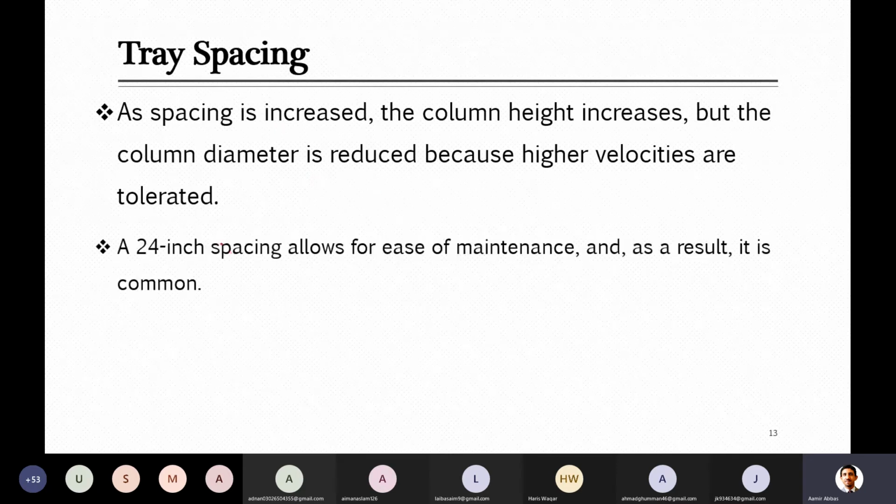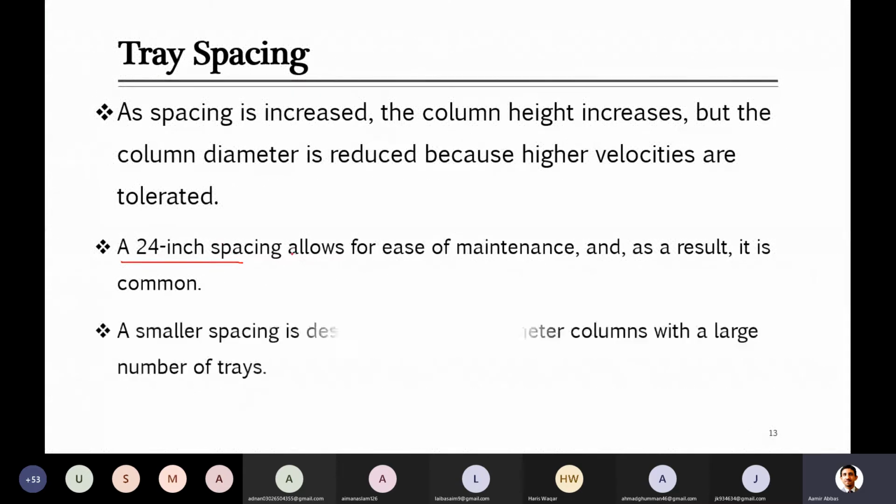As well, this 24-inch spacing is usually allowed for ease of maintenance, and it is very commonly used. Due to this, you have seen in the earlier diagram, he was also providing the data for mostly 24-inch spacing.